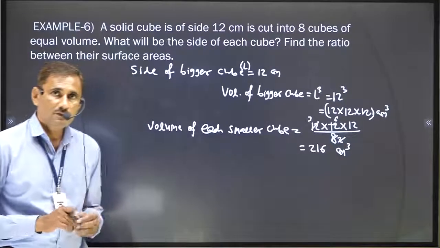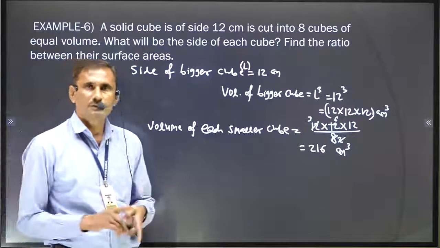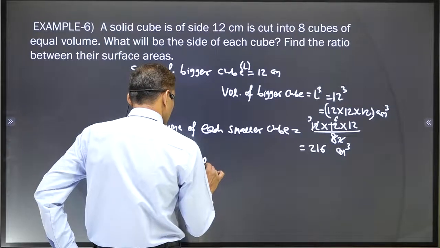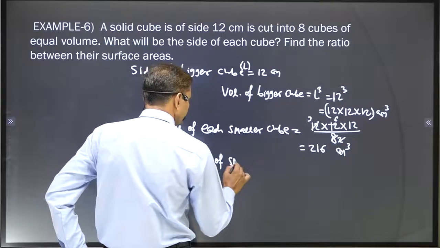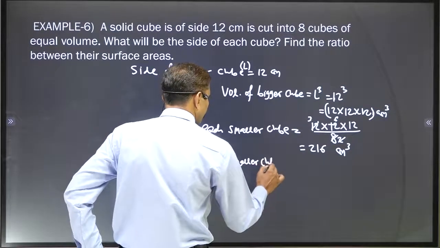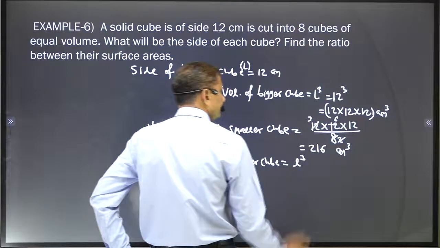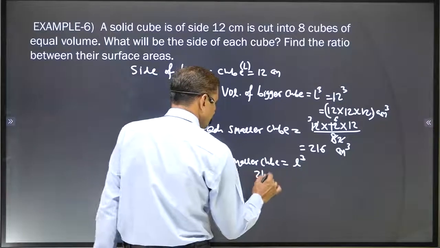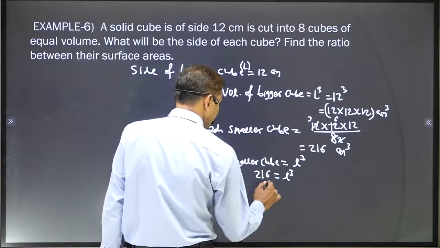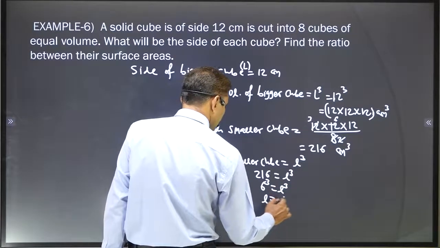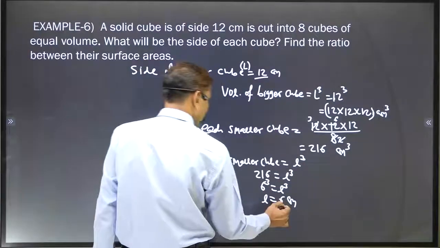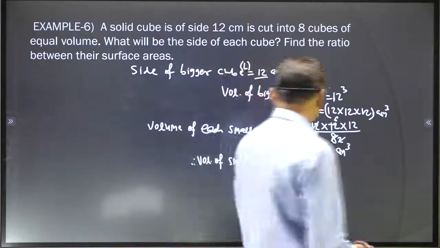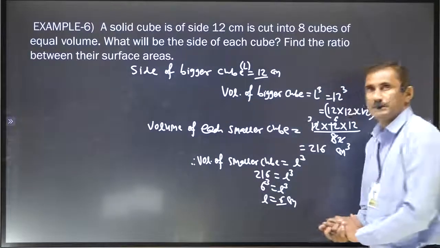As we got the volume of the smaller cube, we can find the side of the smaller cube also. So now you can say the volume of the smaller cube equals its formula, l cube. The formula of volume of a cube you know. So write down here 216. Obviously this is 6 cube. So l equals 6 centimeter. So we already have capital L 12 and small l 6. That means the side of the bigger cube was 12 and now the side of the smaller cube is 6.